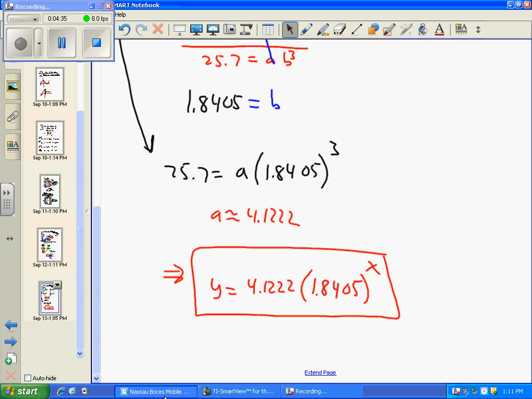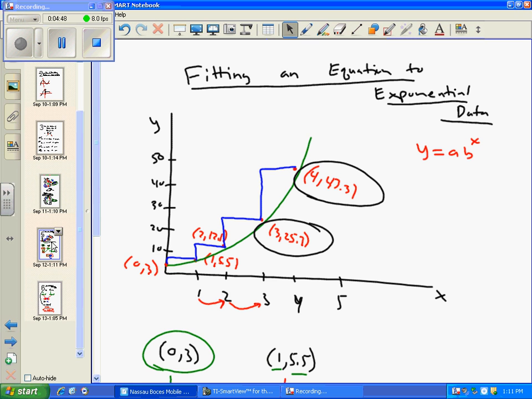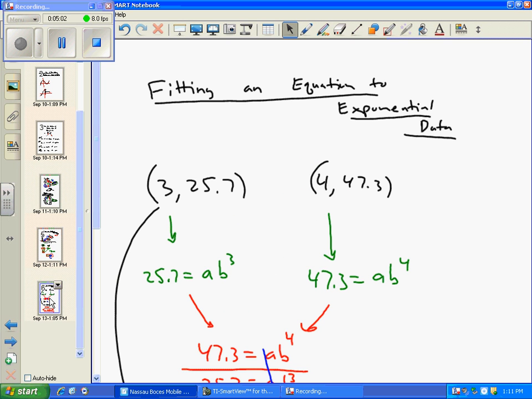What we could do now is plug this in to our TI-84 and see how well it does in estimating the other points. You can do this several more times. We have other points we could use. So for example, if we go back to our original picture, maybe we want to use the (1, 5.5) and the (4, 47.3). The procedure is the same. I'm just going to start that problem. I'll let you finish it on your own, but there's one interesting thing that happens when you start that problem.